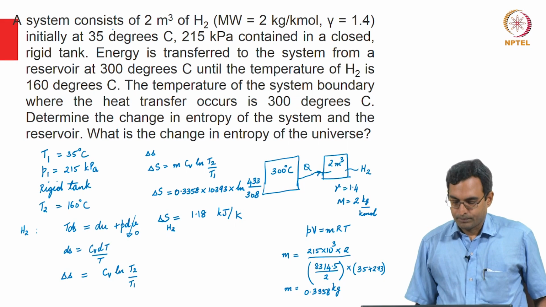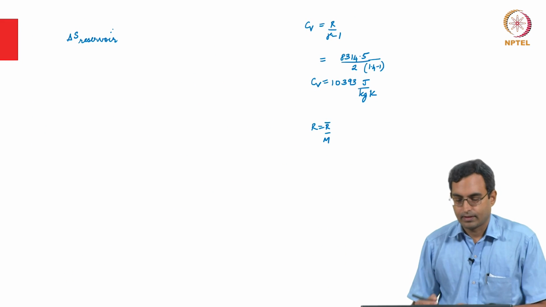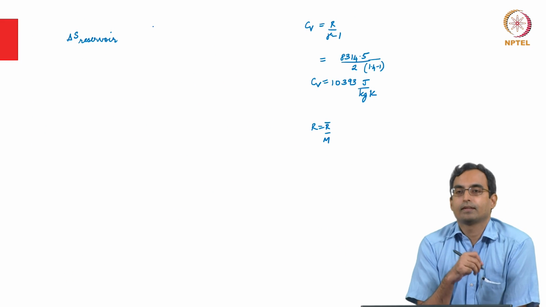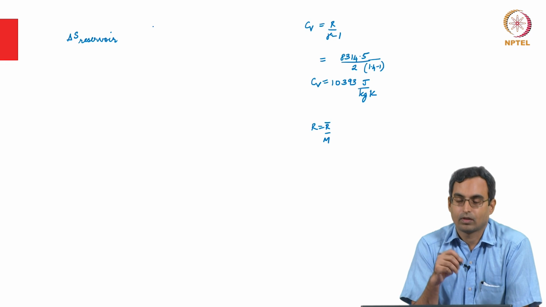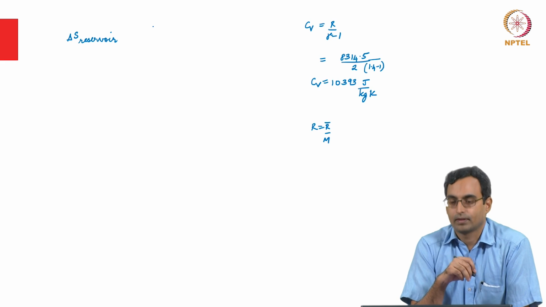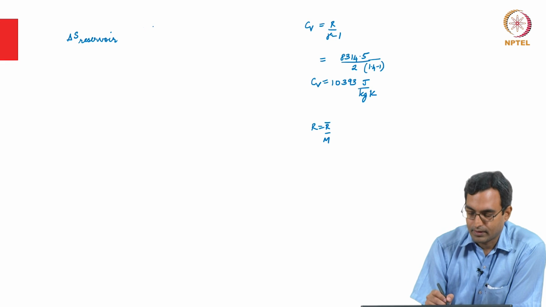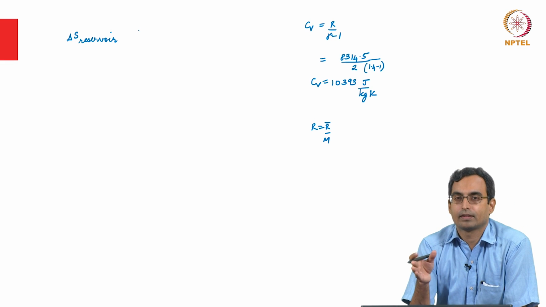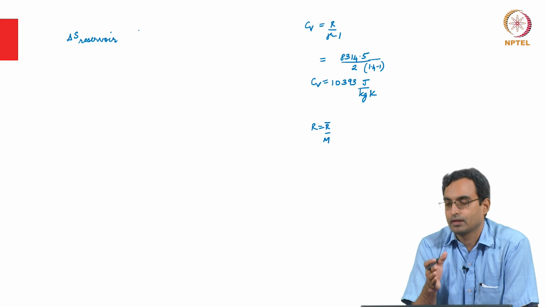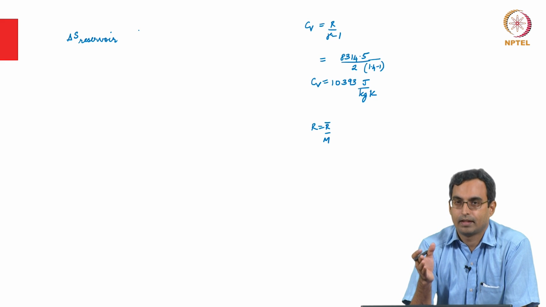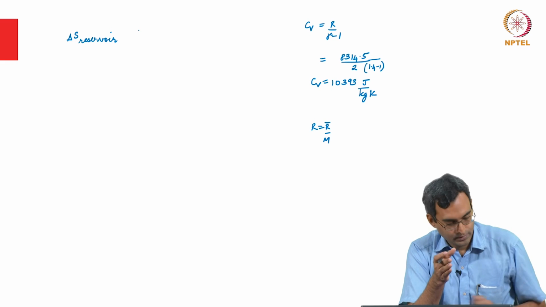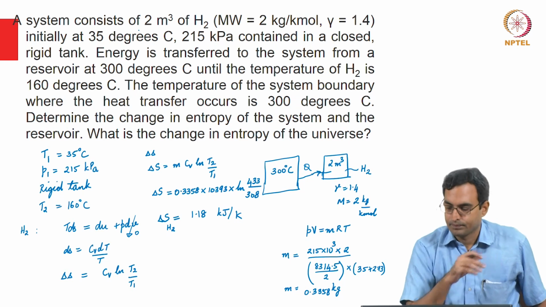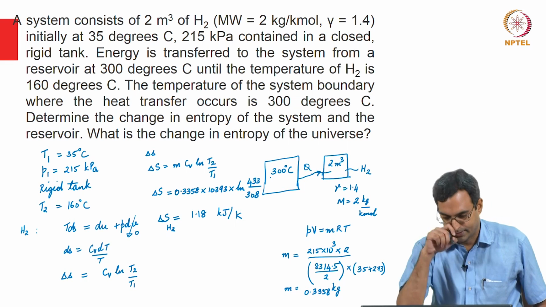Okay, so in order to find out the change in entropy of the reservoir, we need to know how much is the heat transfer. We can consider this reservoir to be at constant temperature. So it's an isothermal process. The heat is being transferred at a constant temperature. The boundary into which it is being transferred is also at 300 degrees centigrade. The reservoir is also at 300 degrees centigrade.